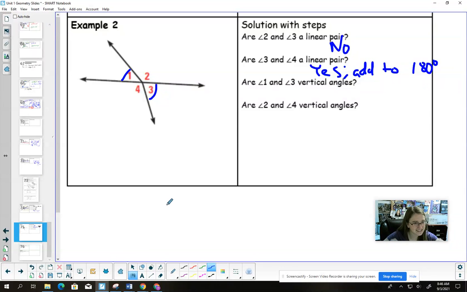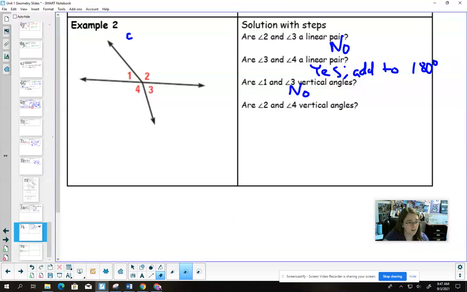The issue is kind of the same thing I was dealing with before. 1 and 3 are not made by the same 2 lines. This is a broken line. I would not call this and this here part of the same line. A line is straight, and that's broken. So no, 1 and 3 are not vertical angles, even though it looks like it. If this line continued up this way, instead of veering off right here, then yeah, 1 and 3 would be vertical. But nope, with it veering off like this, they're not vertical angles.